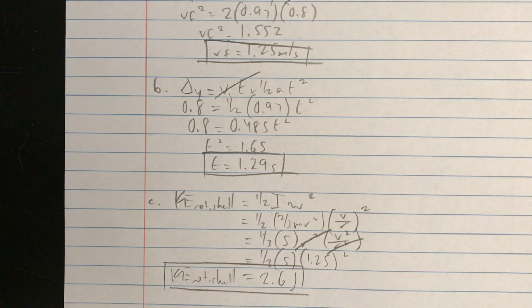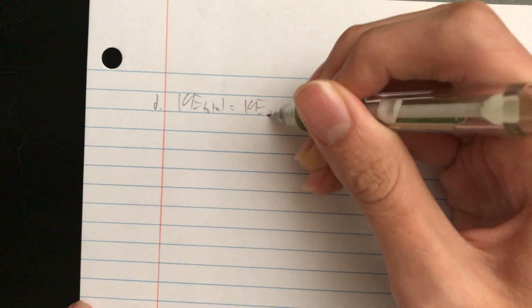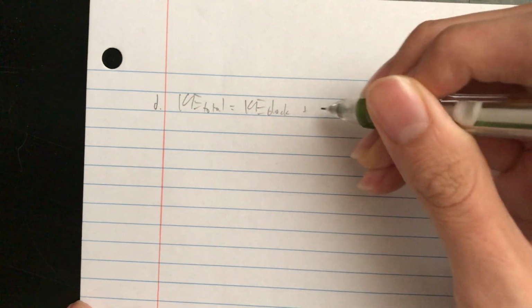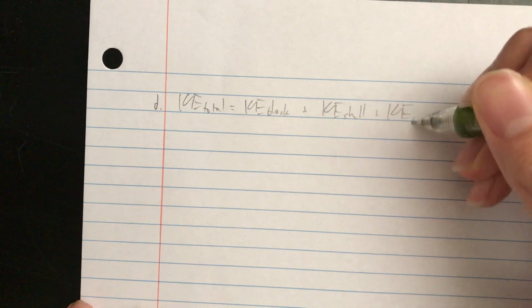Alright, I'm out of room, so we'll move on to part D, right here. Part D says, what fraction of the total energy has been transferred to the pulley? So we know total energy consists of 3 energies since 3 things are moving. So KE total equals KE block plus KE of the shell plus KE of the pulley.